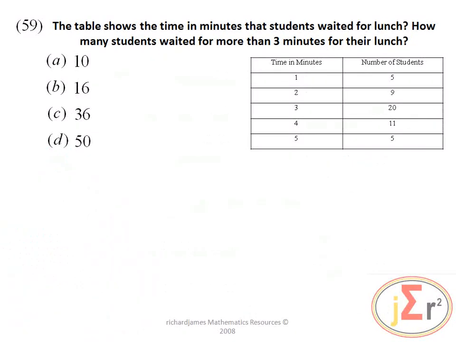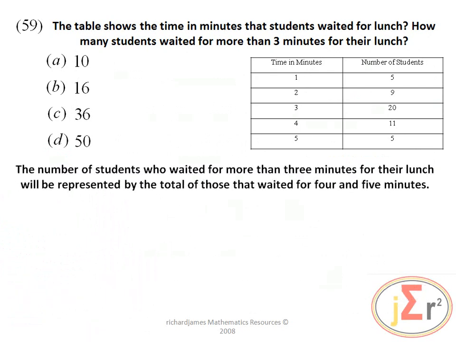The table shows the time in minutes that students waited for lunch. How many students waited for more than 3 minutes for their lunch? The number of students who waited for more than 3 minutes for their lunch will be represented by the total of those that waited for 4 and 5 minutes. Okay, we have 3 minutes here. What are the times that are greater than 3 minutes? 4 minutes and 5 minutes. So we need to take a look at those.